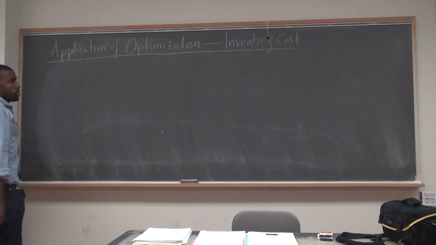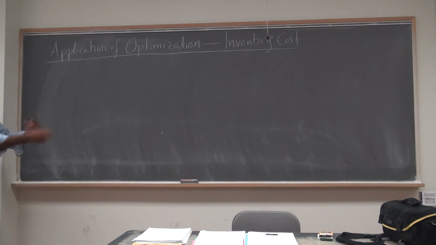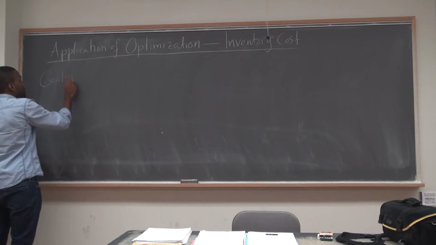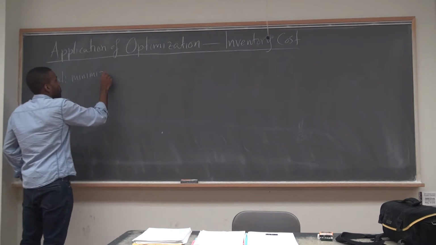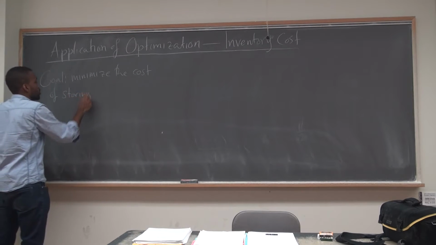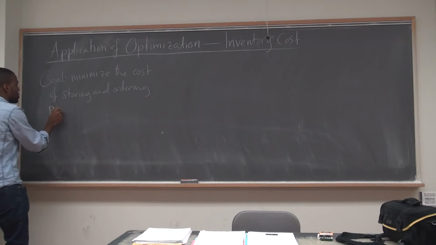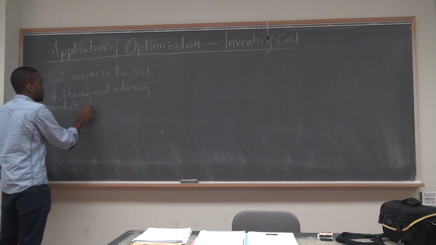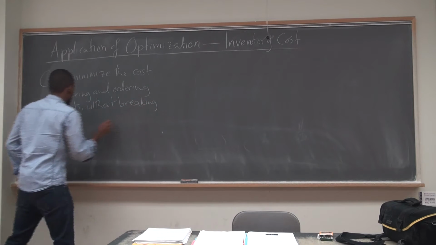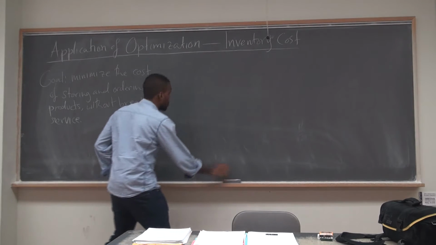not selling it. So basically, pretend you're a business owner, you're selling a product, so you're storing all these products and you're selling these products, and every now and then you have to keep track of your inventory, you need to order new products to keep selling, right? So the goal here is to minimize the cost of storing and ordering products. Of course, without breaking service. Right? So that's sort of the goal that we want to look for here.